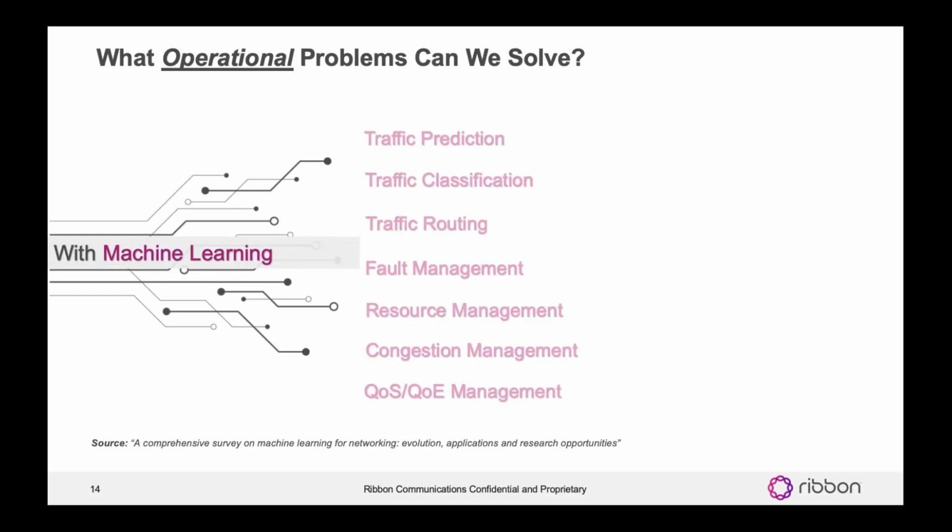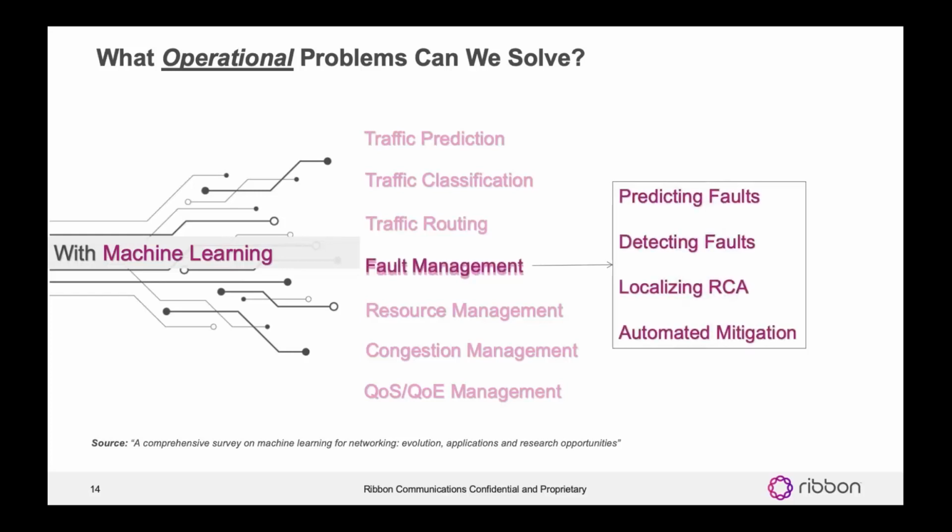So these are just a few areas in terms of operational aspects that we can address with machine learning. Today we'll focus a lot more on fault management, and within there we can even break that down further into: can we predict faults in the future? Can we detect existing faults, and how fast can we do that? Once we've detected that there's a fault, how do we actually localize that down to a root cause? And then eventually, how can we tie something automated on the back end of that in order to actually mitigate the problems?